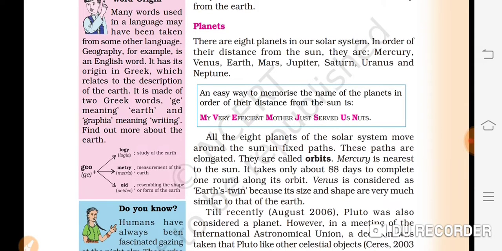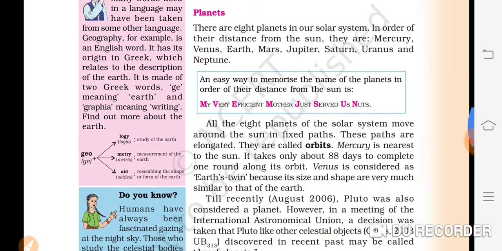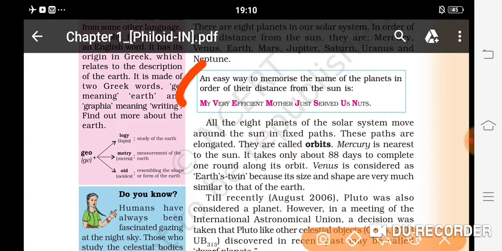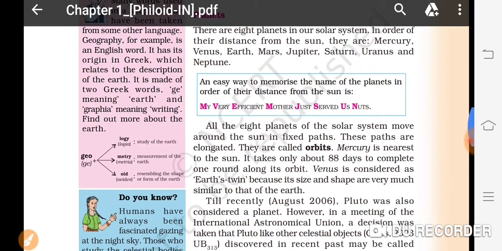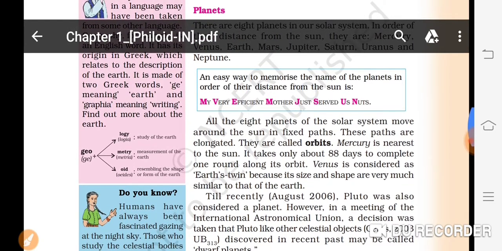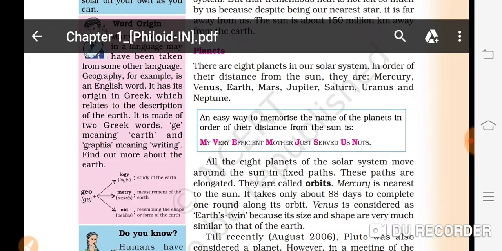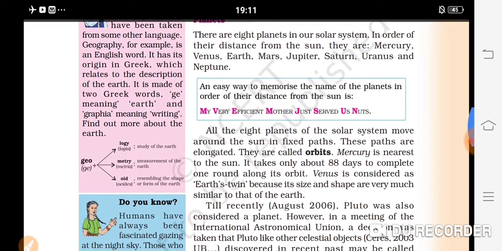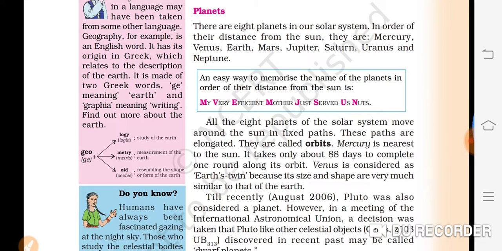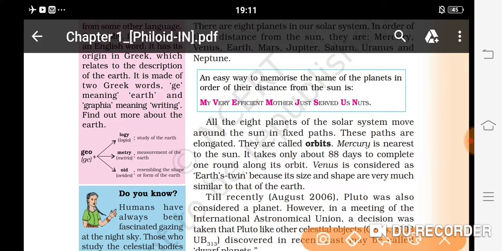Then planets. There are 8 planets in the solar system. You will learn them very easily. See, this is a short form formula: My Very Efficient Mother Just Served Us Nuts. It means Mercury, Venus, Earth, Mars, Jupiter, Saturn, Uranus and Neptune.